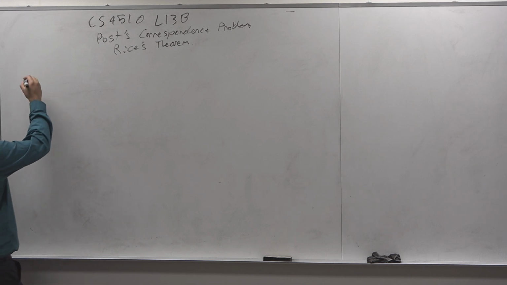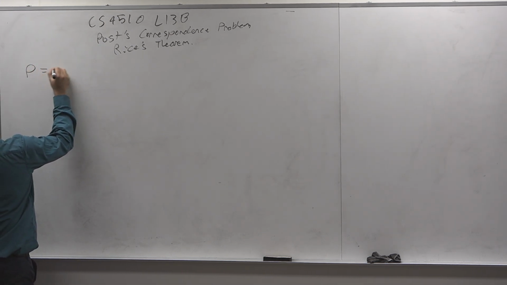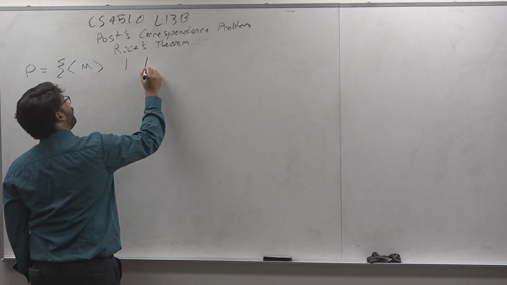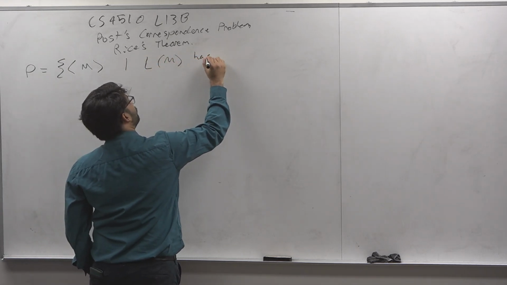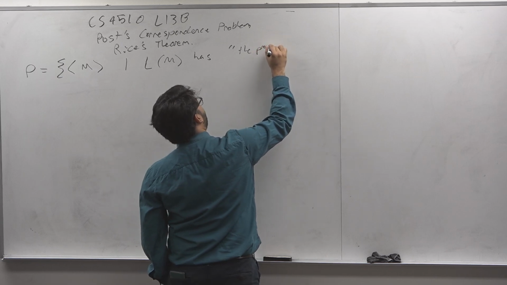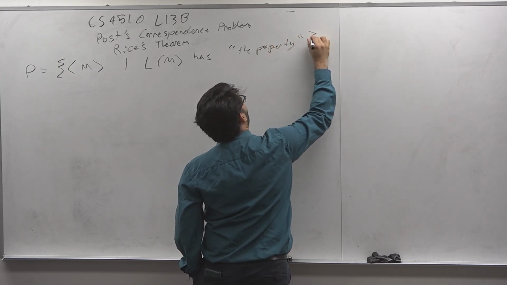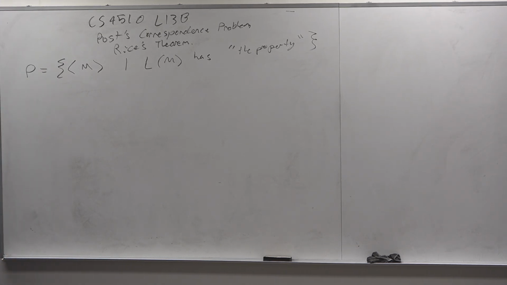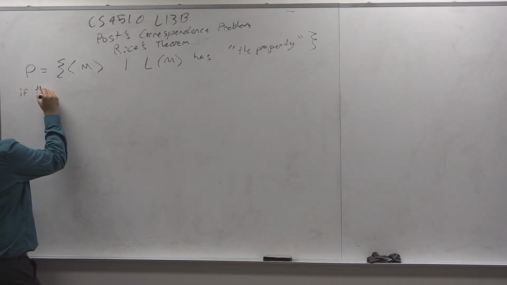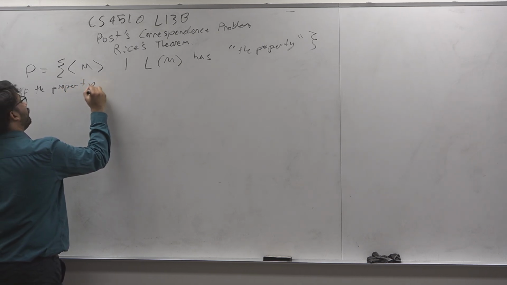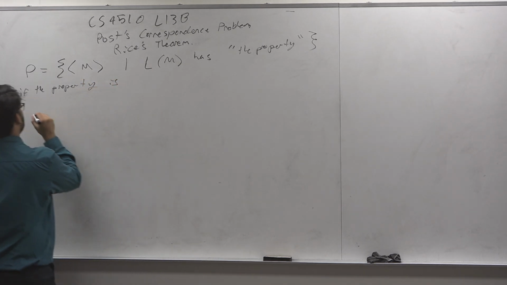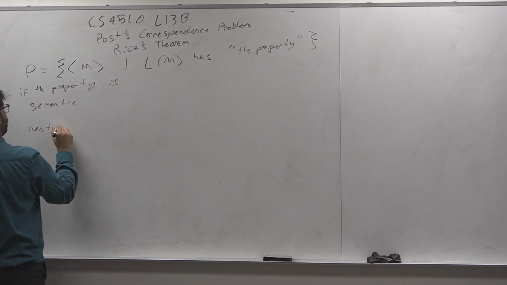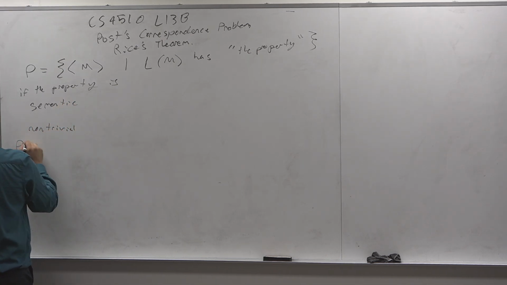So Rice's theorem says that if P is a set of machine descriptions such that L of M has the property, the property could be, for example, being empty, containing the empty string, containing only even length strings, whatever the property is. If the property is semantic and non-trivial, we'll talk about these in a second, then P is undecidable.